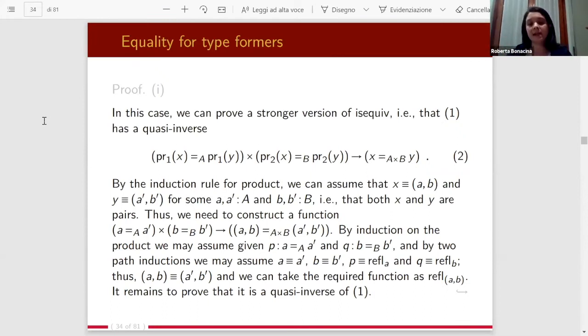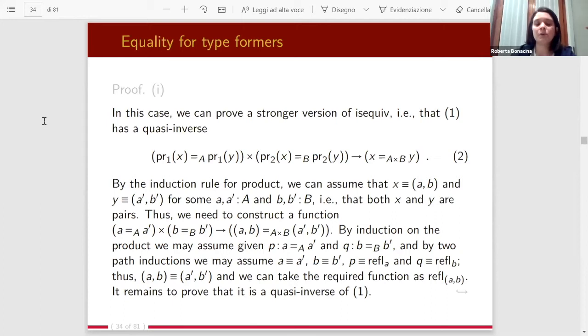To prove this result, we prove that there is a quasi-inverse from the product type to x equal y. And we do so by induction. So by the induction rule, we can assume that x and y are pairs, respectively the pair (a, b) and the pair (a', b') for a and a' terms of type A and b and b' terms of type B.